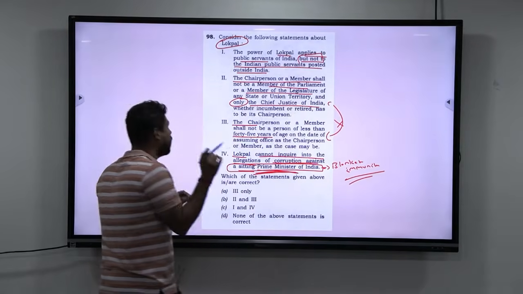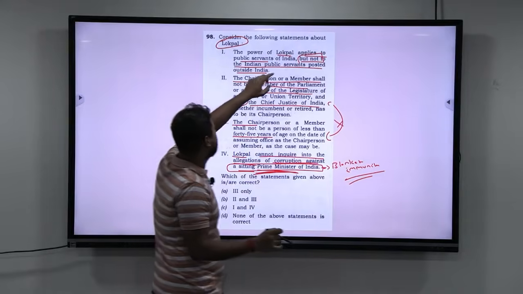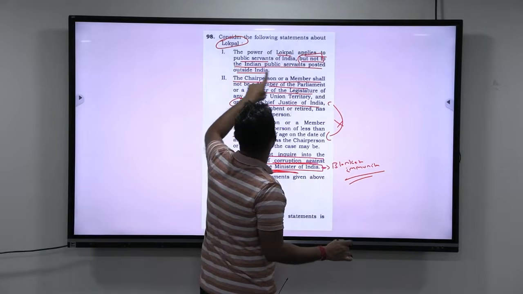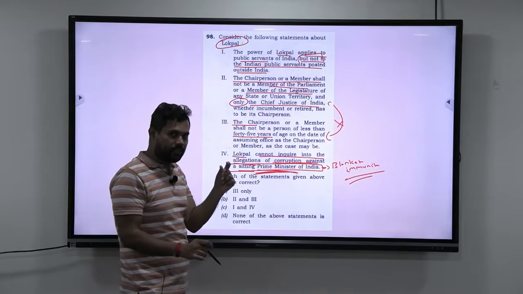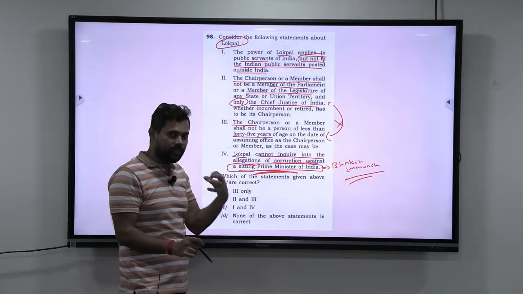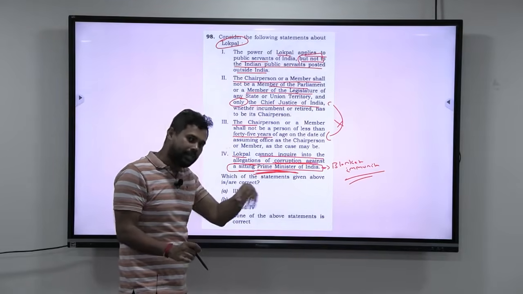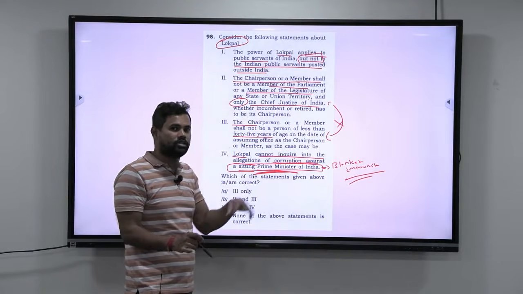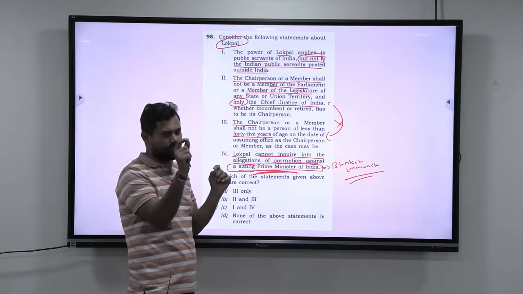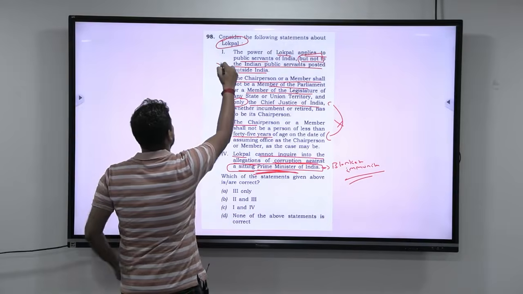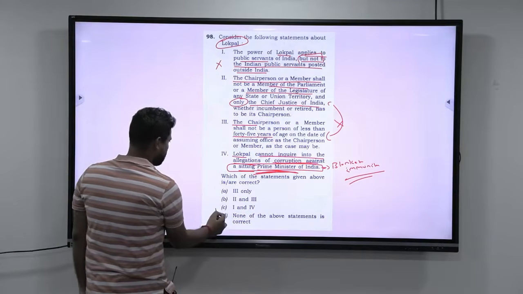Anyways, coming back to logic, look at this. The power of Lokpal applies to public servants of India, but not to the Indian public servants posted outside India. So if there is someone who is a public servant in India, committed a crime or a corruption and then gone outside, then that corruption is now not being investigated by Lokpal. Don't you think that it is injustice? Don't you think that it is procedurally wrong? So first statement is wrong. So if you remove that first statement, which of the following are correct?